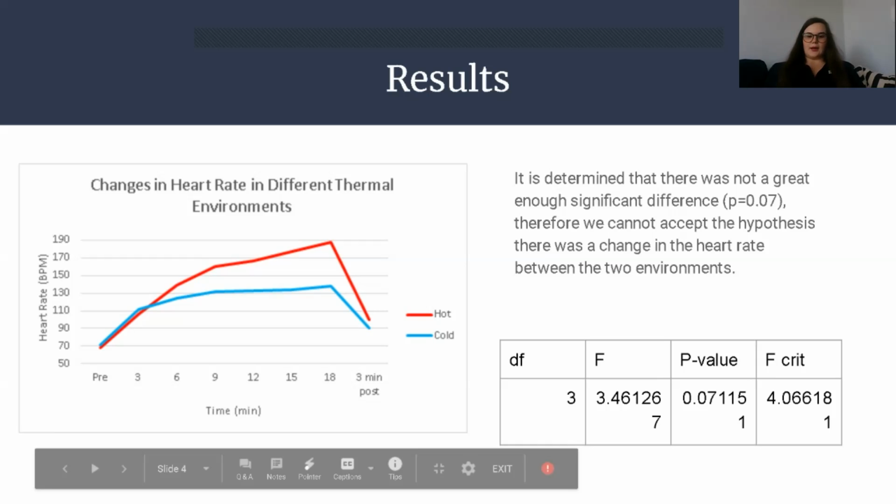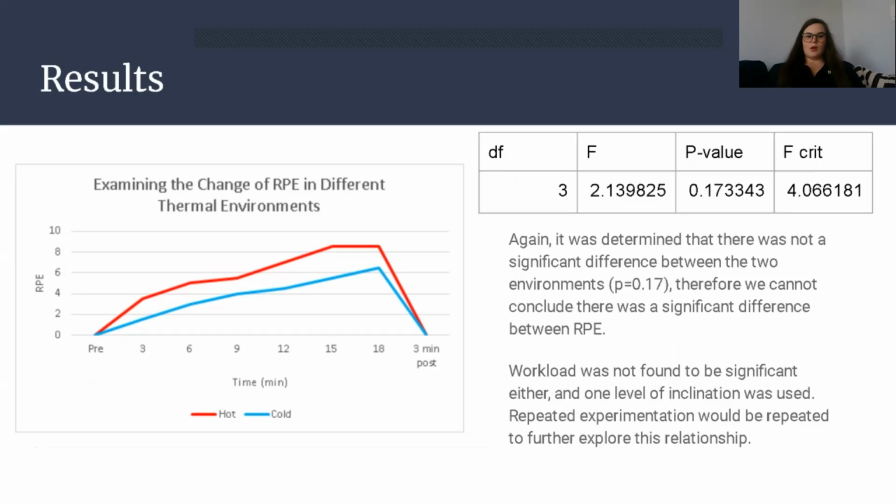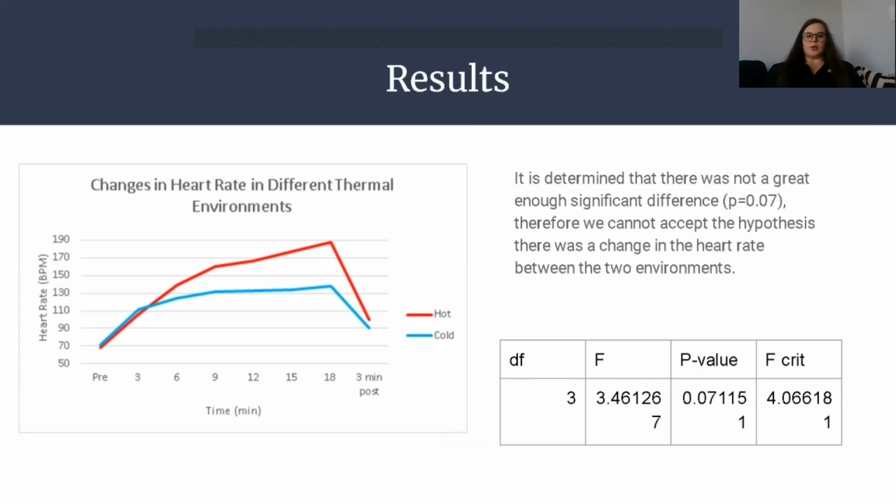But again, further testing would potentially produce positive results. It also shows here that our F value is smaller than our F critical value, so it's just further validating what I just said. Sorry, one thing I forgot.